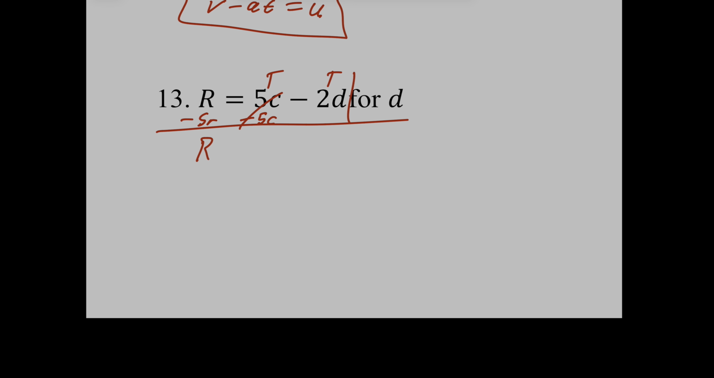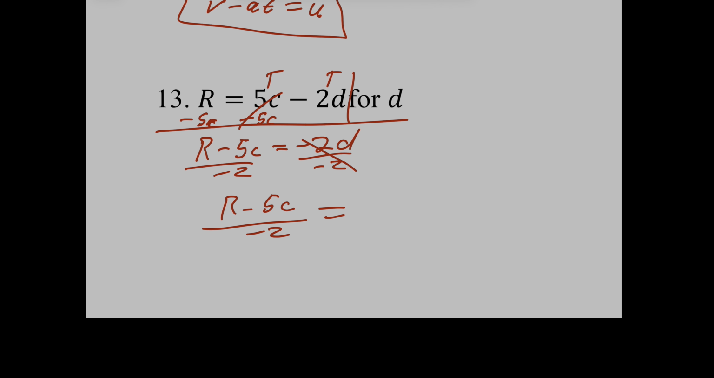This becomes R minus 5C, sorry, some bad writing there, is going to equal -2D. Now I want D by itself, so I'm going to divide each side by a -2. R minus 5C over -2 equals D. And that is the answer.